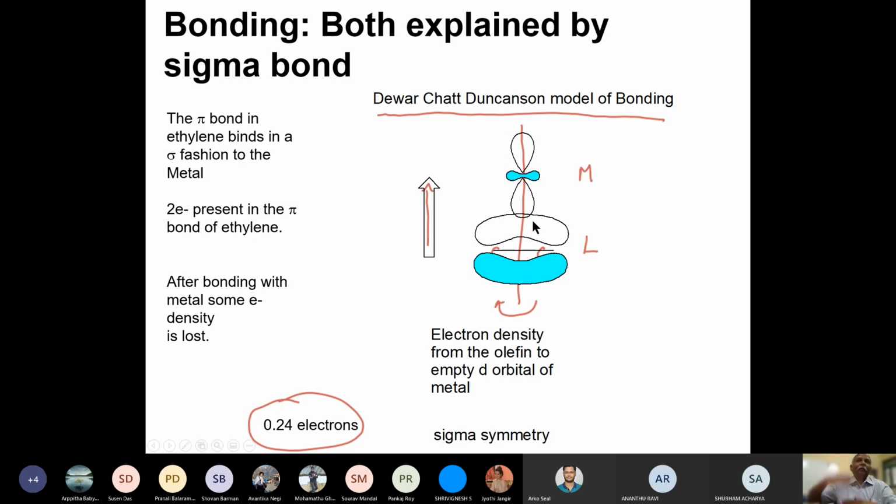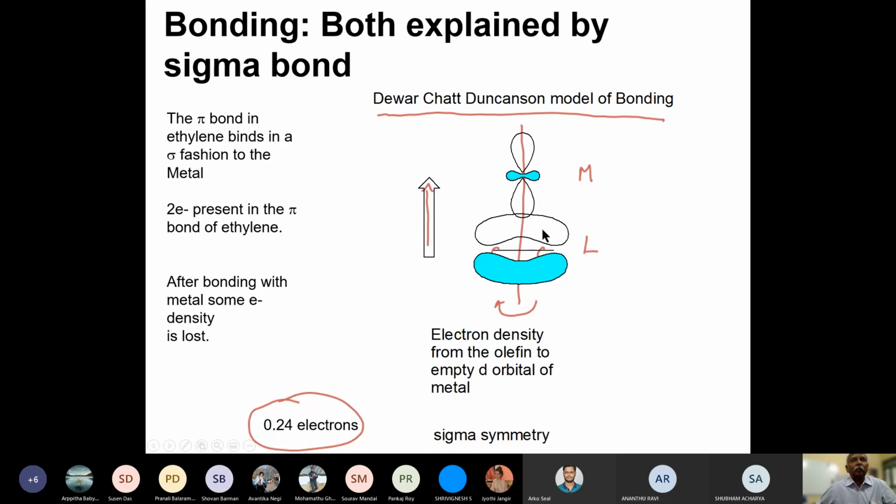Now, if I place the metal on the Z axis, obviously I should consider the dz squared orbital, which would be oriented along the Z axis on the metal atom. And in most cases, even in the case of Cr(CO)6, we found that the two orbitals dx squared minus y squared and dz squared are the ones which are empty. So that is going to be populated now with electron density coming from the olefin pi bond.